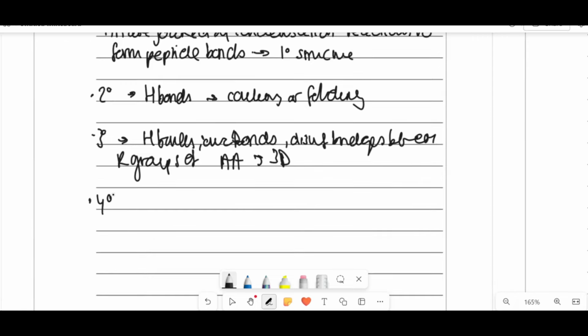Next, tertiary structure. You have hydrogen bonds, ionic bonds, and disulfide bridges between R groups of amino acids, which makes it 3-dimensional. Quaternary structure is where you have multiple polypeptides joined. That is it. You don't have to say anything beyond that. That's all. It's done. Finished.